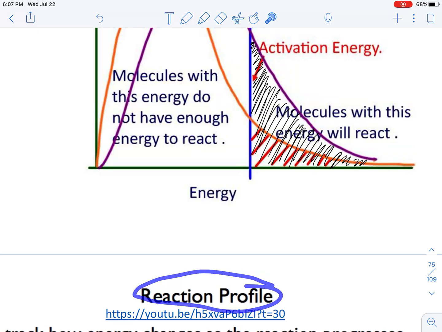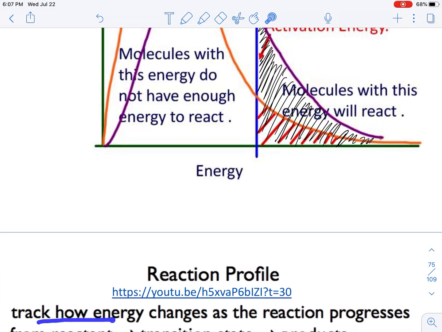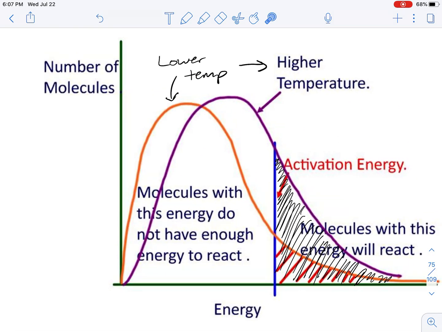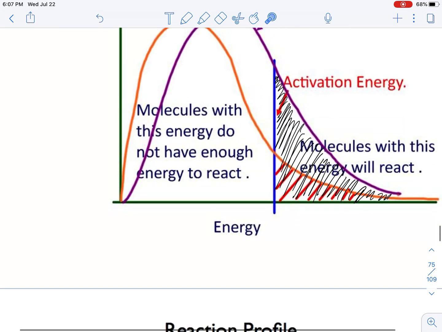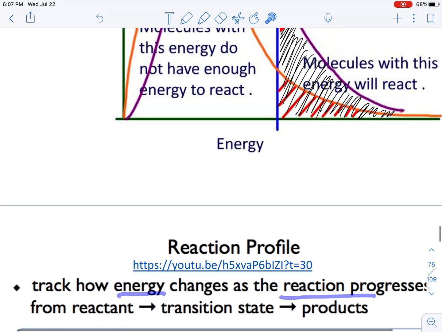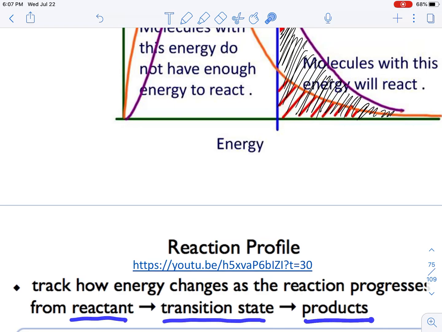And so these reaction profiles, another name for them is a potential energy diagram. A potential energy diagram tracks how changes in energy occur as the reaction progresses. So we are comparing energy against the progress of the reaction, whereas in the previous diagram, it's comparing the fraction of molecules, or the number of molecules, that have a specific amount of energy. So we're profiling the reaction in a different way, such that we're comparing changes in energy against the progress of the reaction. And the transition typically goes from reactant to this idea of a transition state, and finally into products.